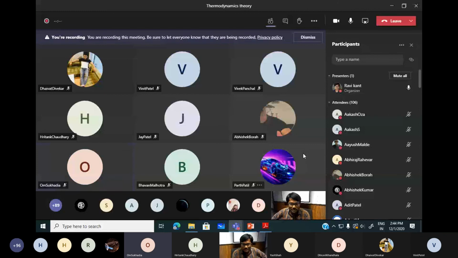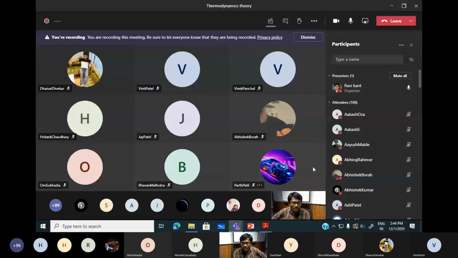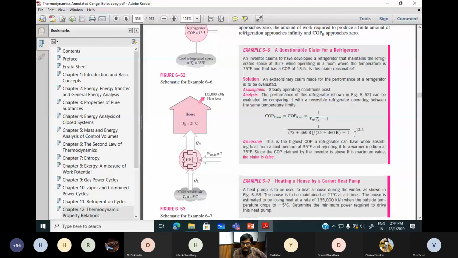No, I strongly suggest not going to the important questions only, because there is no meaning in doing that. You take up one question and see what this guy is doing. The assumptions are that steady operating conditions exist, so I have to use this equation. So this is the analysis, this is the discussion. This is how you should tackle any question. Nothing more than that.